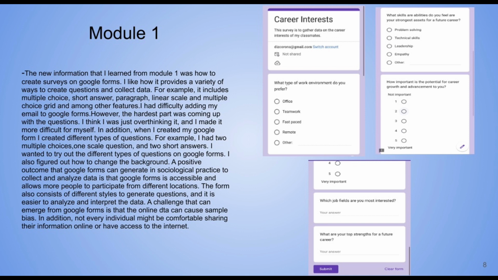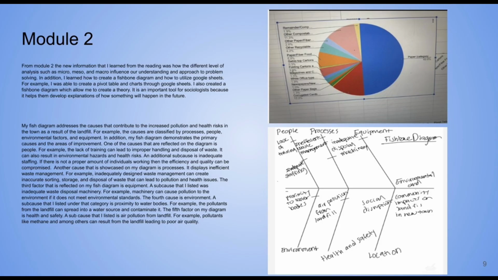A positive outcome that Google Forms can generate in sociological practice is that it collects and analyzes data. The form also consists of different styles to generate questions, and it is easier to analyze and interpret the data. For Module 2, the new information that I learned from the reading was how the different levels of analysis such as micro, meso, and macro influence our understanding and approach to problem solving. In addition, I learned how to create a fishbone diagram and how to utilize Google Sheets.